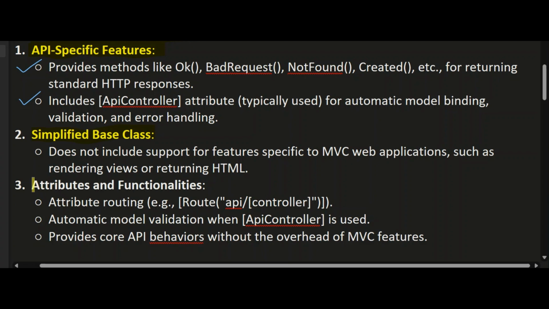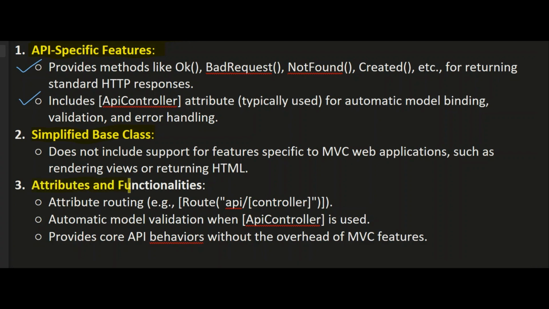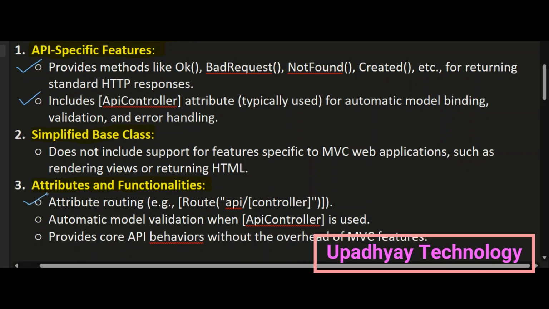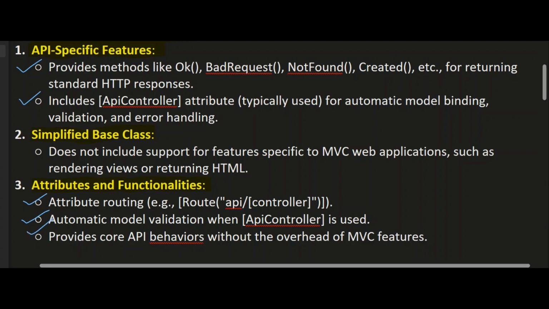Attributes and functionalities: attribute routing, e.g., Route, api/[controller]. Automatic model validation when ApiController is used. It provides core API behaviors without the overhead of MVC features.